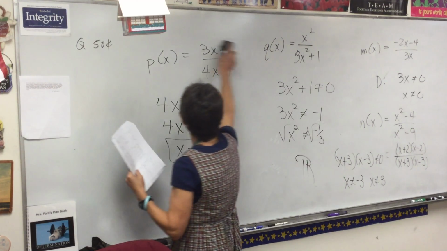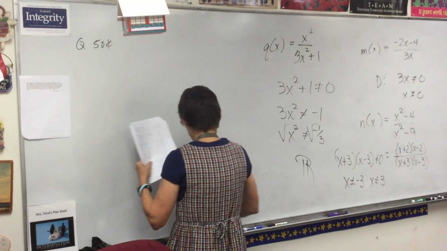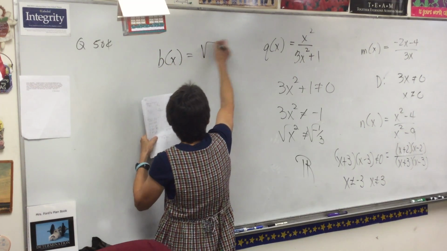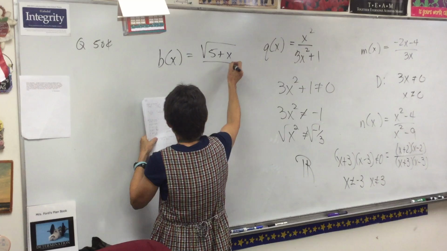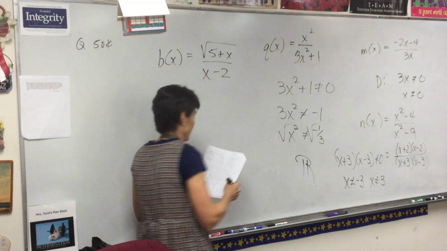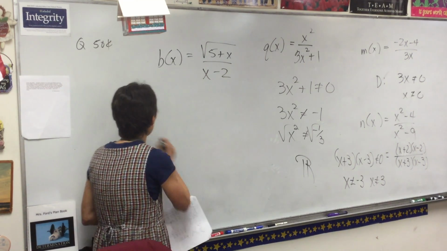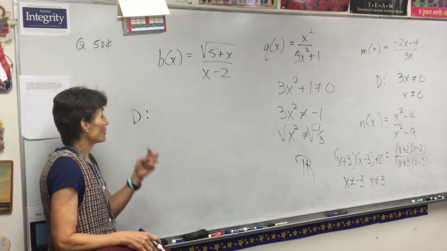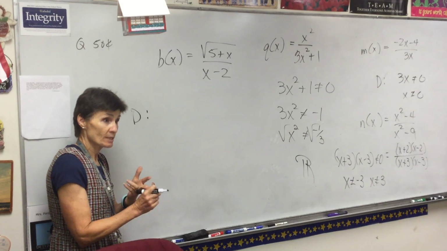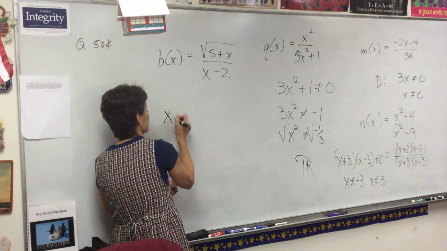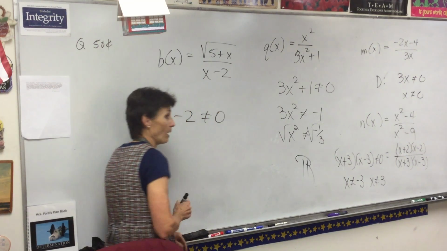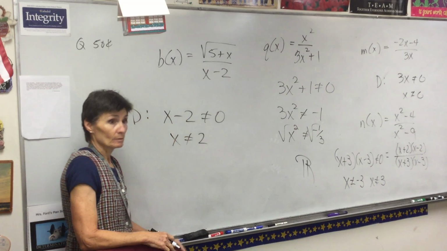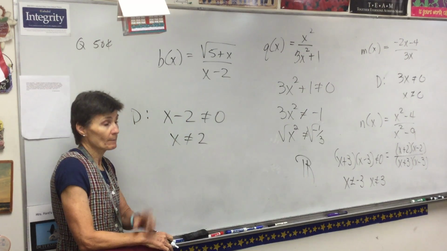First we have to do h. Uh-oh, look at h. The question says, what's the domain? Okay, so there's 2 things I think about. The first thing I think about is the denominator cannot be 0. So Emmett says x cannot be 2. Perfect, that's a good starting place.